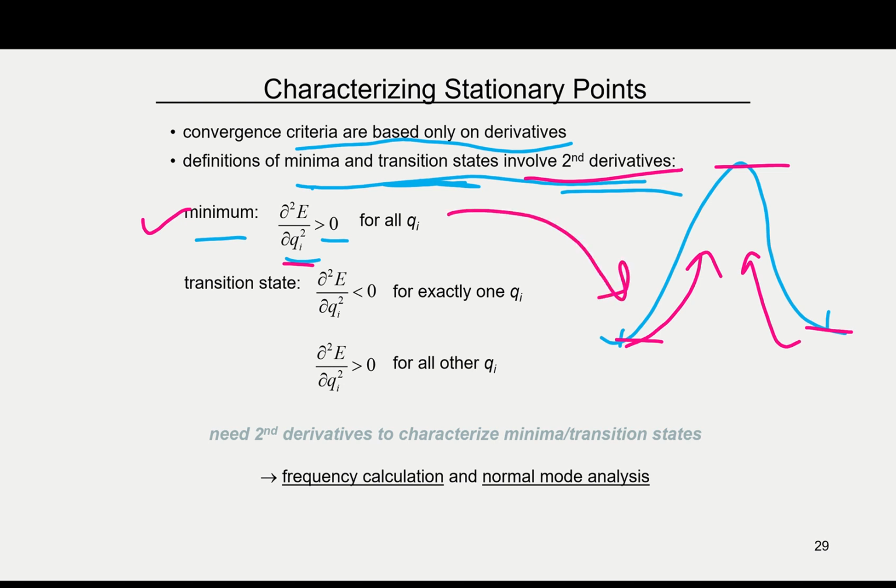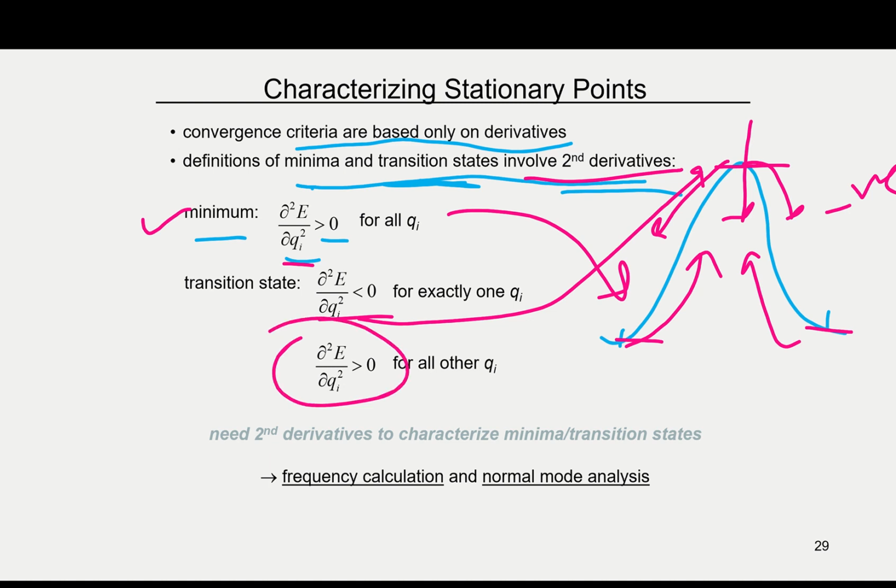For the transition state, this will come downward to this side or this side. Therefore, delta squared E divided by delta Q_i squared is less than 0 for exactly one Q_i. One Q_i means the transition state. For that one, this will be negative. Less than 0 is definitely negative. For all other Q_i, delta squared E divided by delta Q_i squared will be more than 0. So we need second derivatives to characterize a minimum or a transition state.